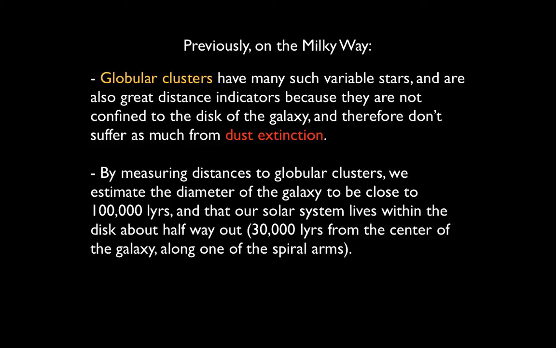We found that globular clusters have many of these standard candle stars, these variable stars, and so are also great distance indicators because they're not confined to the disk of the galaxy, and so they don't suffer as much from dust extinction. By measuring distances to globular clusters, we can estimate the diameter of the galaxy, and we see that it's close to 100,000 light years, and that our solar system lives within the disk about halfway out. Not near the center, not all the way at the edge, somewhere in the middle, nowhere in particular, about 30,000 light years from the center of the galaxy along one of the spiral arms.